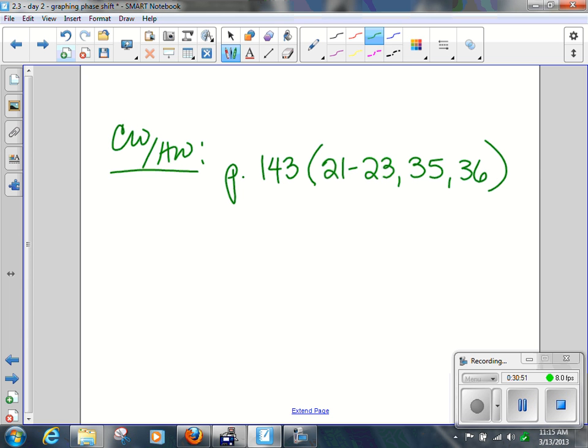Now, let me tell you something. Problems 35 and 36, folks, when you look at that, I want you to bow up and give those two problems a shot. Because I'm giving you the graph, and you've got to figure out the equation. I'm going to make these people back here go first. You're going to have to start with the graph and work your way backwards.